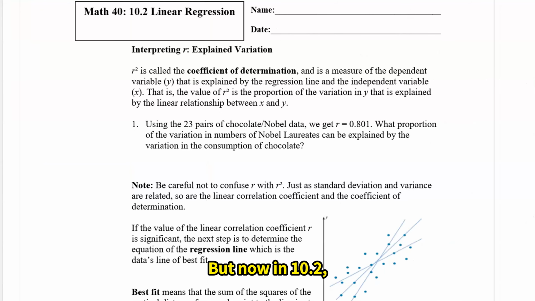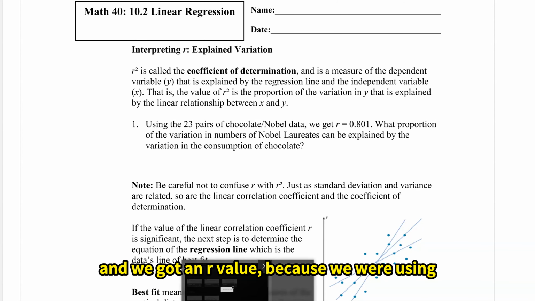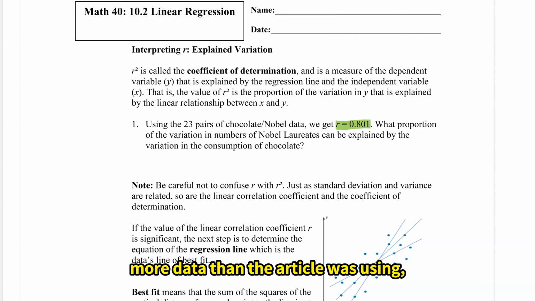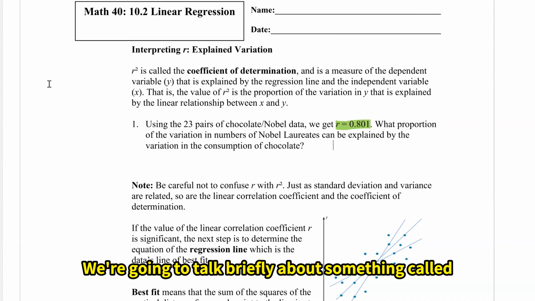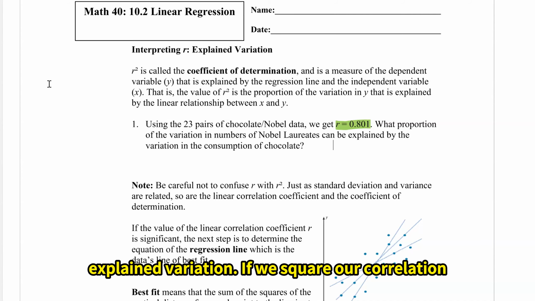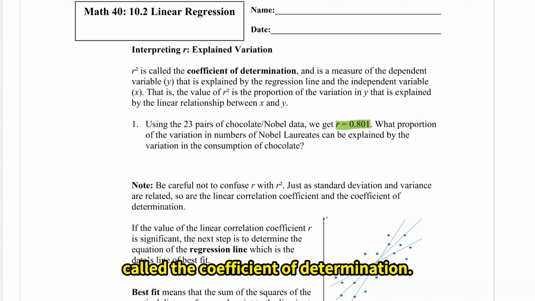But now in 10.2, we've already run that hypothesis test. And we got an R value, because we were using more data than the article was using, of 0.801. We're going to talk briefly about something called explained variation. If we square our correlation coefficient, R, and get R squared, we get something called the coefficient of determination.